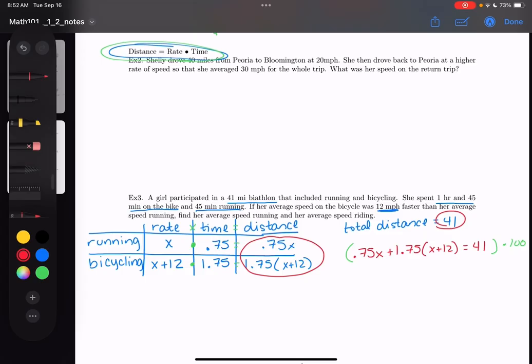If you multiply all of this by 100, you get 75x plus 175 times x plus 12 equals 4100. And so again, those numbers are a little big, so if you want to work with the decimals and use a calculator, that's fine. But I want to prepare y'all that if you have to take maths after this, if you're in engineering and science, you may not be able to use a calculator. Well, if you're in engineering and science, you definitely can't use a calculator after this, but not all of you are in engineering and science, so I have to keep that in mind.